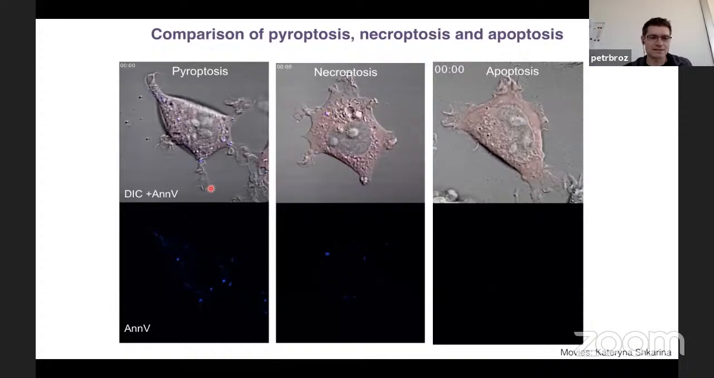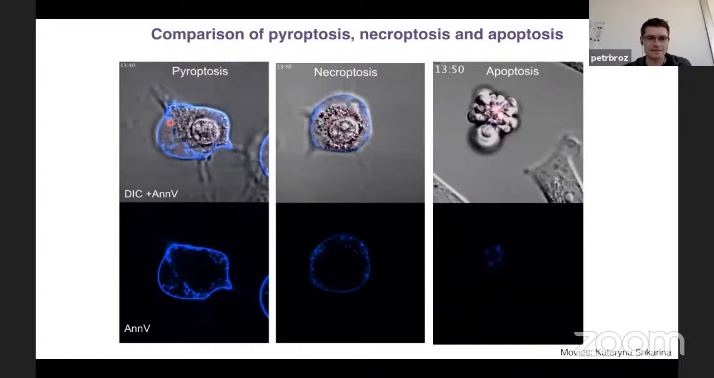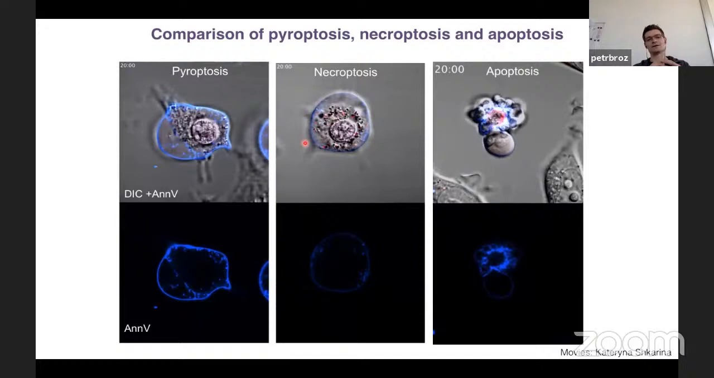Here we have a comparison of cells dying by pyroptosis, necroptosis, and apoptosis. If I run these movies, you'll see that morphologically they are different. The pyroptotic cell has these large ballooning membranes. The necroptotic cell is more rounding up, but otherwise looks somewhat similar, though without that much ballooning. And the apoptotic cell is, of course, very different. The apoptotic cells form nice apoptotic bodies that you can see here, and the nucleus is usually put into one large apoptotic body. So morphologically, this death looks very peculiar. Although both pyroptosis and necroptosis are lytic types of cell death, the cells don't look the same.